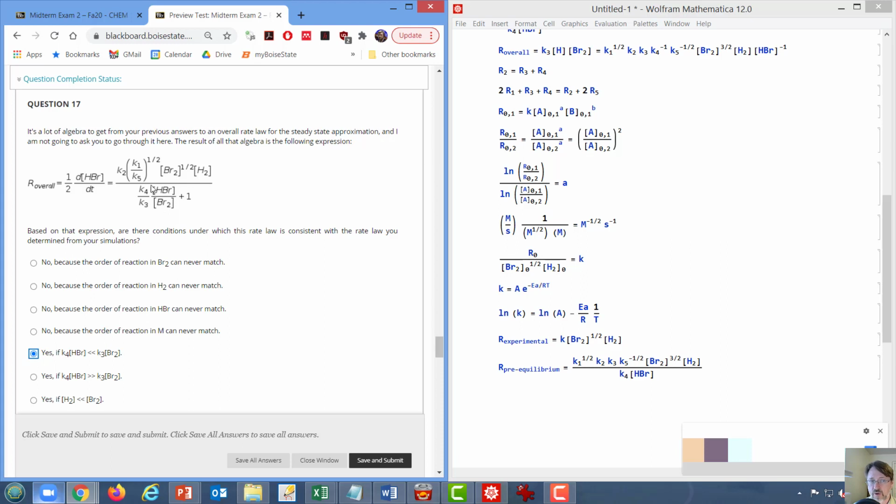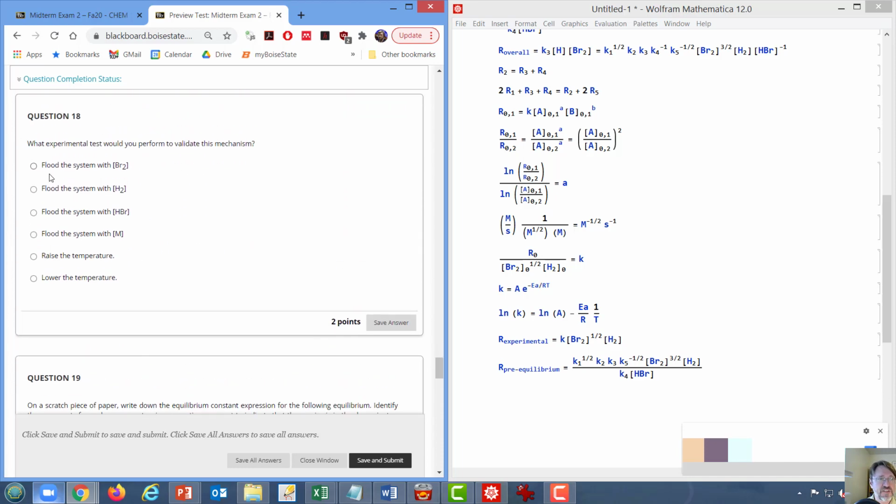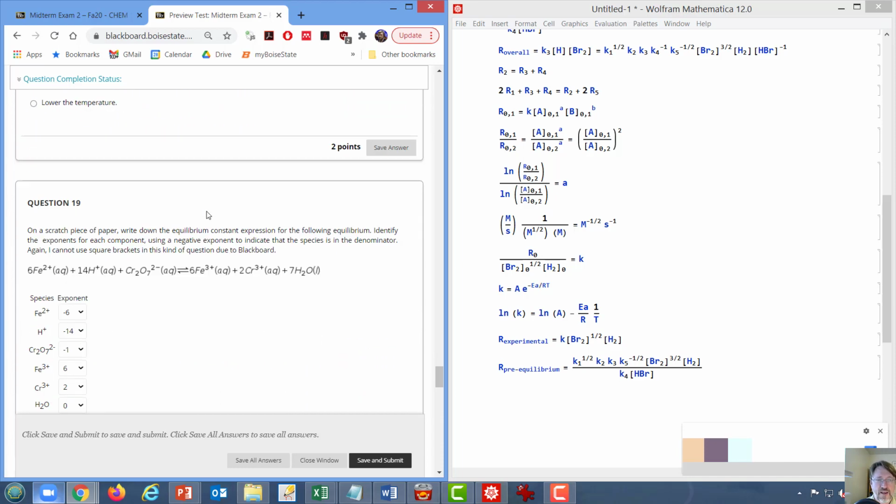So what we would want to do, how do we make this bigger experimentally? Well, we flood the system with lots and lots of HBr. Flood the system with HBr. And we are done with the exam.